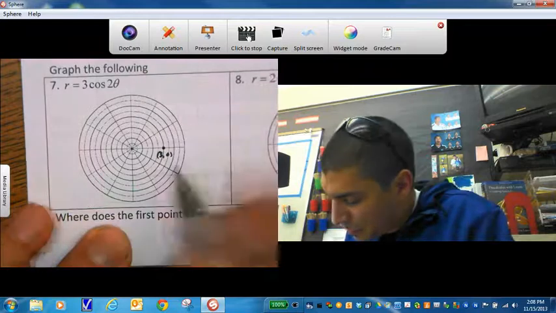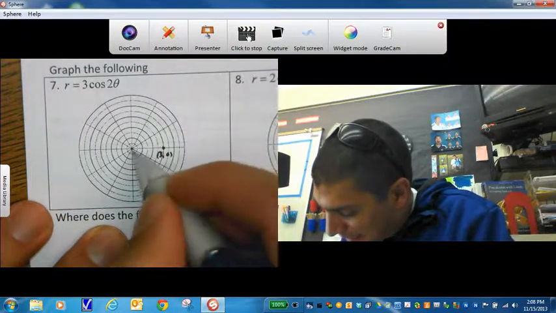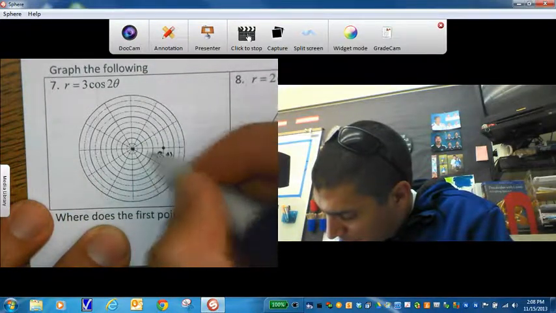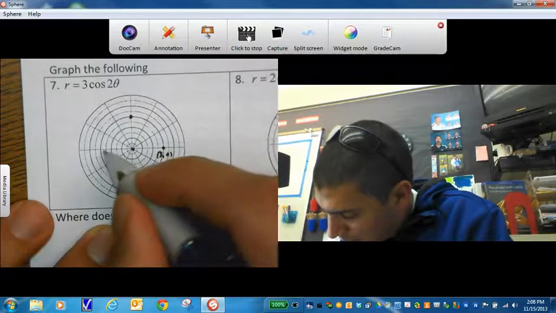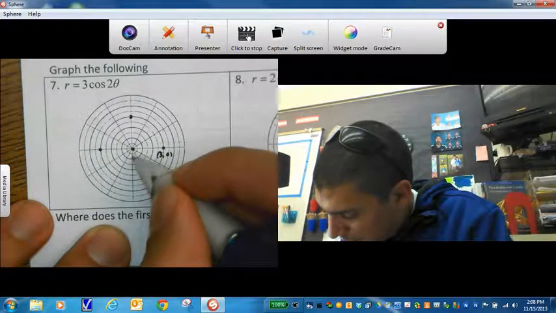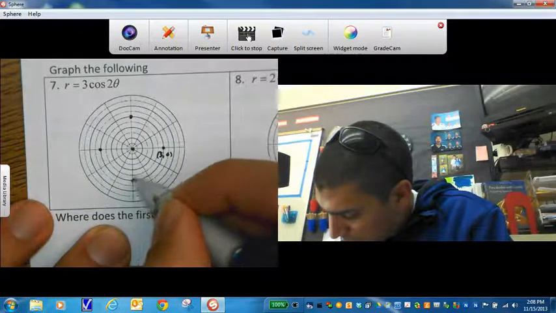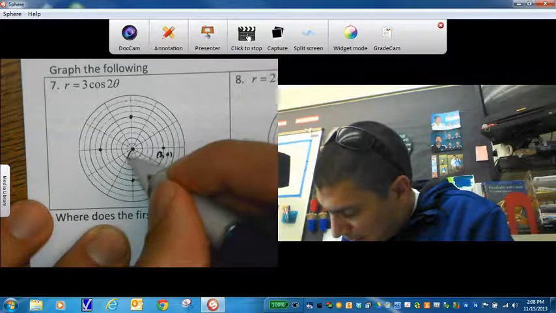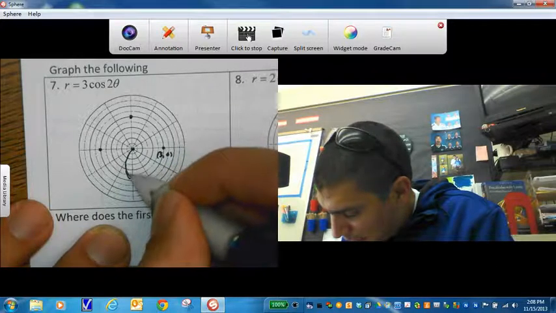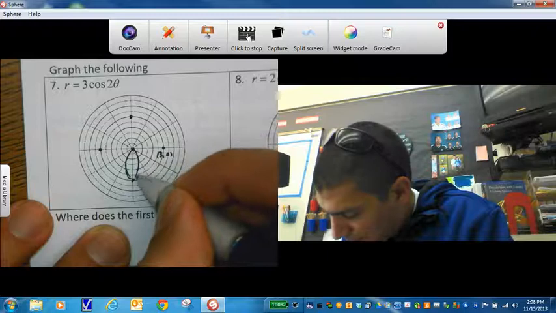So here's what I'm going to do. I'm going to do my best attempt at drawing. Well, if that's 3, then I need to be 3, and then I need to be 3, and then I need to be 1, 2, 3 right there. So I need to do my best attempt at drawing this graph.